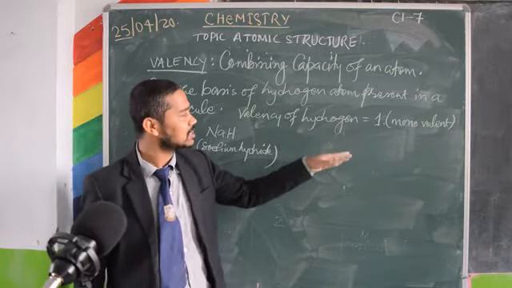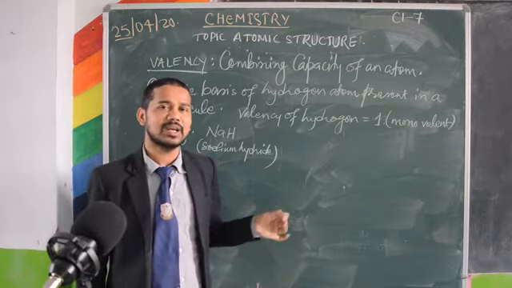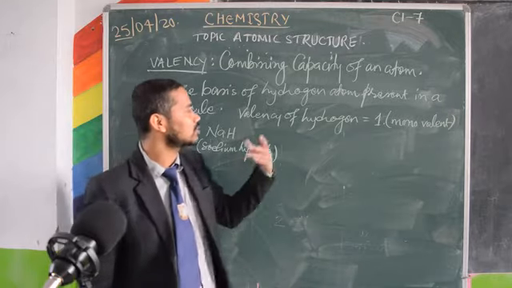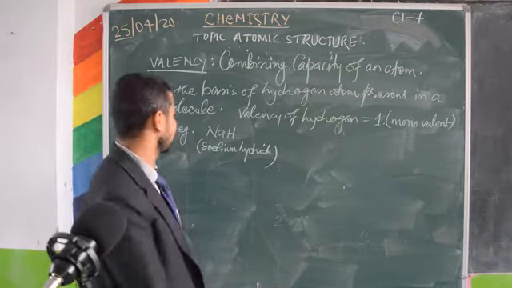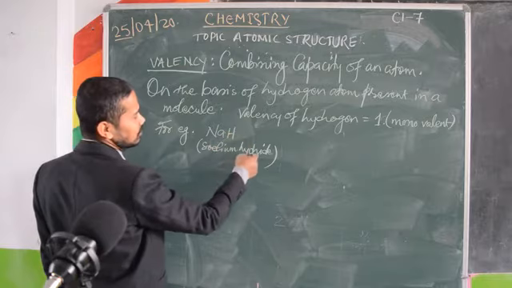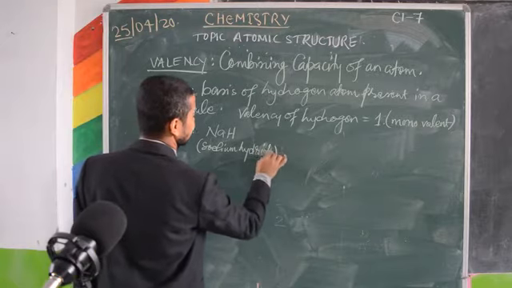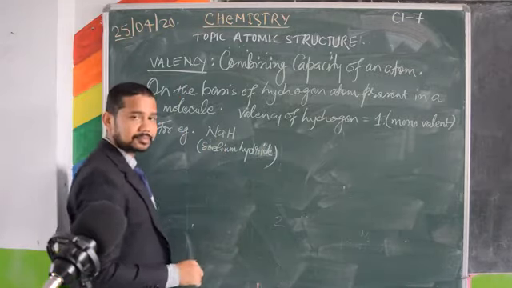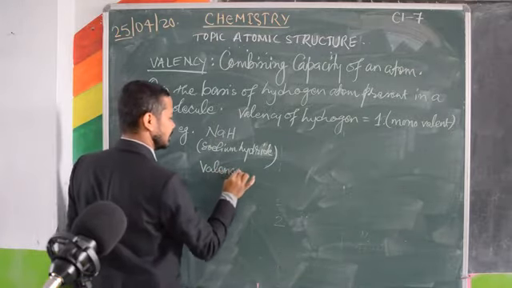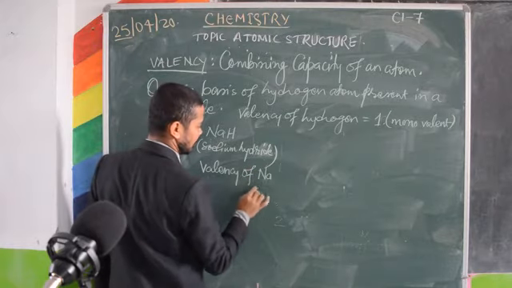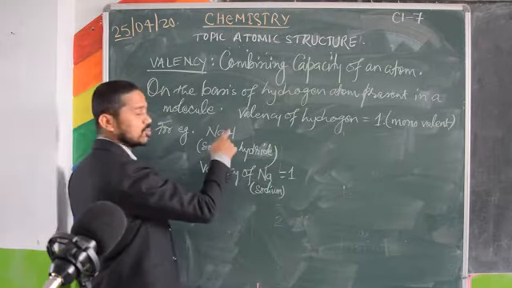The next element after hydrogen is helium, which is a stable noble gas. Helium has 2 electrons. So to get 2 electrons, hydrogen needs only 1. So the valency of hydrogen is 1. NaH is sodium hydride. So from here, what can we write? The valency of sodium is also 1 because it has one hydrogen.